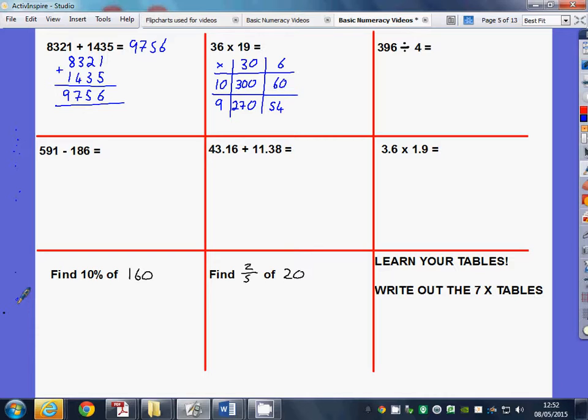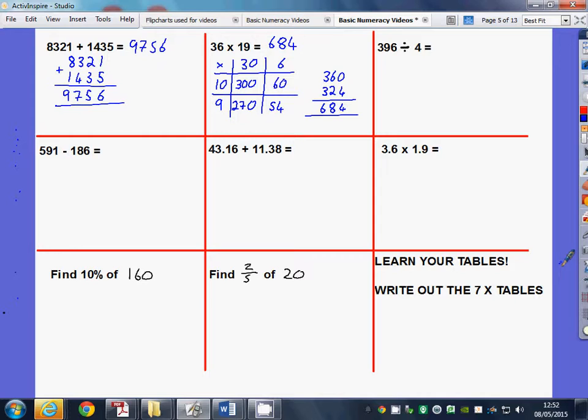Once we've got our grid completed, we can then add together. So 300 plus 60 is 360. 270 plus 54 is 324. I add those together. 0 plus 4 is 4, 6 plus 2 is 8, 3 plus 3 is 6, giving me 684 as my answer to that one.